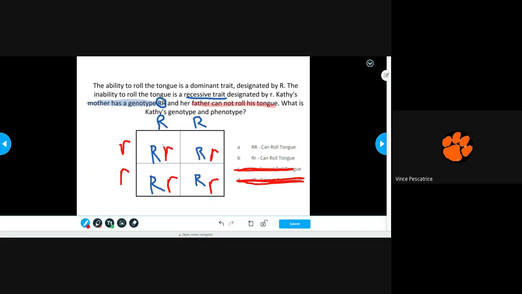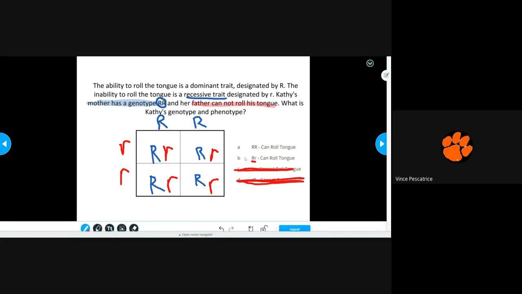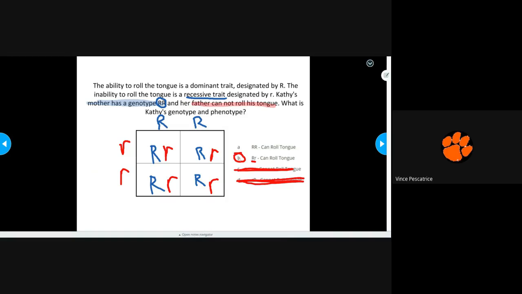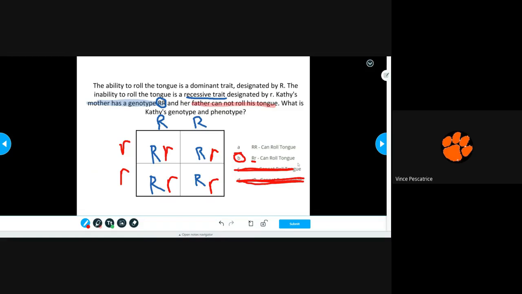Now, if you look at each pairing, each genotype is heterozygous. So the answer with the heterozygous pairing is right here. That means B is correct. So she is heterozygous, and she can roll her tongue.